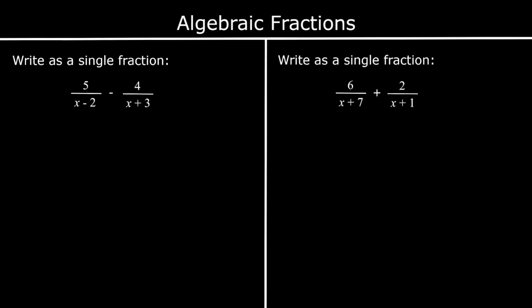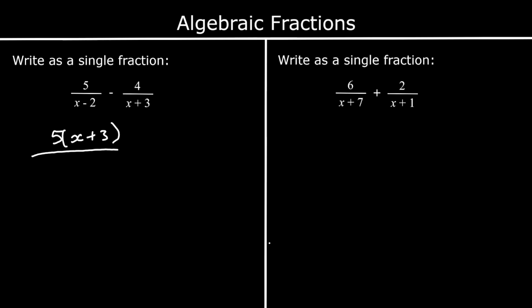Write as a single fraction. So this time we're adding two fractions together. To add fractions together, or take fractions away from each other even, we need the denominators to be the same. The bottom numbers need to be the same. So in this case, I'm going to times my first fraction top and bottom by x plus 3 and times the second fraction top and bottom by x minus 2. So the first one timesing top and bottom by x plus 3.